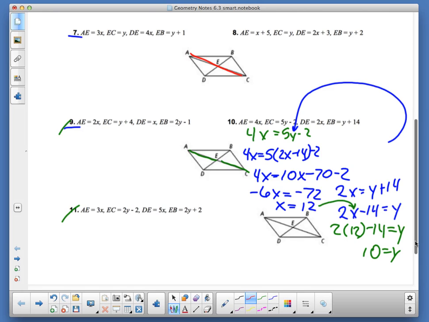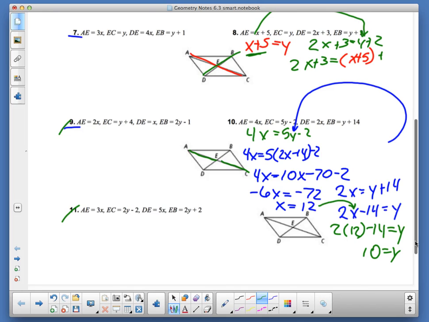You got AE, I got x plus 5 is equal to y, and I've got DE and EB, 2x plus 3 is equal to y plus 2. Now keep in mind, y is equal to 5 plus x, or x plus 5. I'm just going to plop that in right there. That's it. I just use substitution as if it were a number. And it is a number, it's just represented by a variable. And I plug those in.